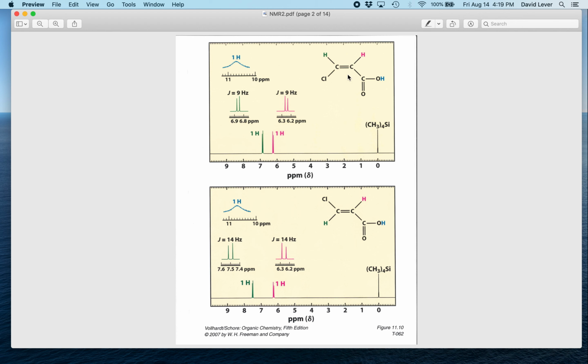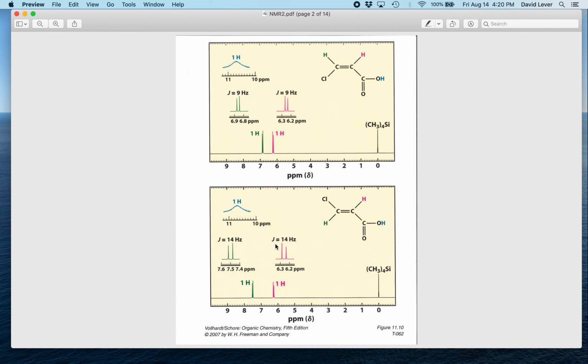And when we have a cis isomer, we have a relatively small coupling constant between 6 and 10 Hertz. In this case it's a 9 Hertz coupling constant. Notice that these two hydrogens, since they're splitting each other, are leaning towards each other, and they're in the 6 to 7 range because of the influence of the carboxylic acid and the chlorine, in addition to the ordinary double bond, which would put them in the 5 to 6 range.